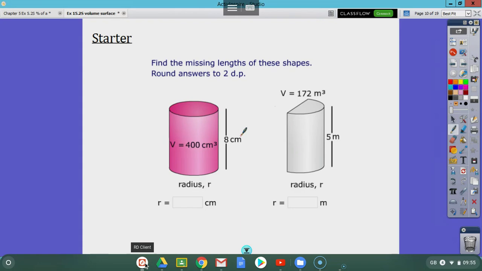Okay, good morning, Year 10. Last lesson we looked at cylinders. Today we're going to look at spheres, but before we do that, there's a starter on board for you.